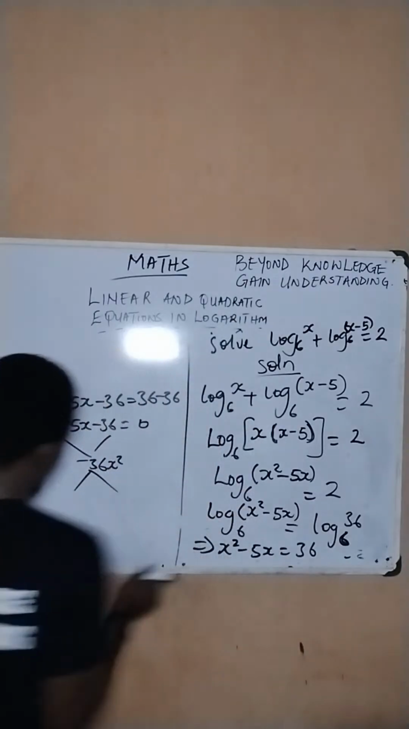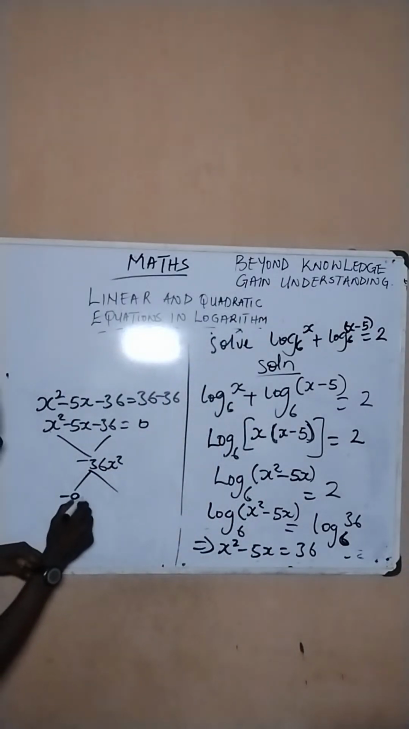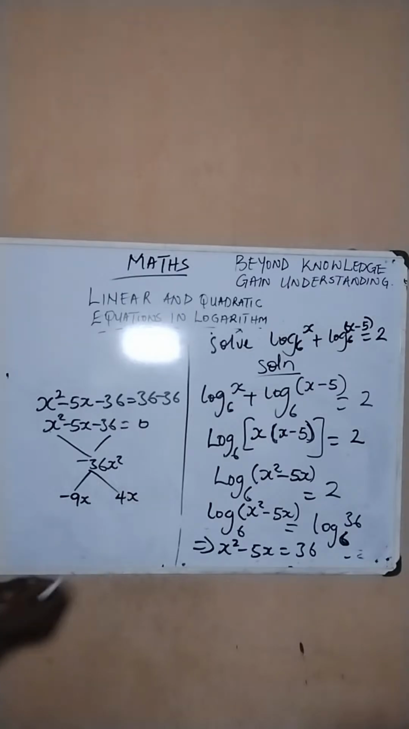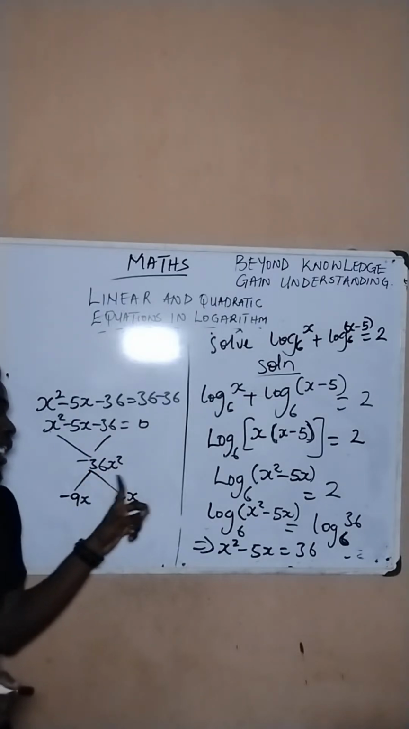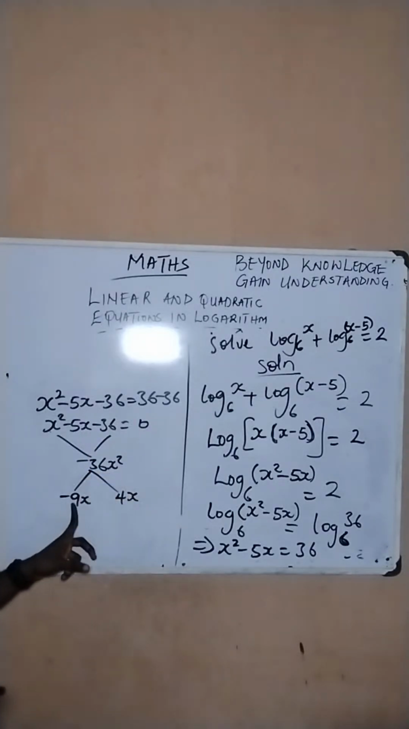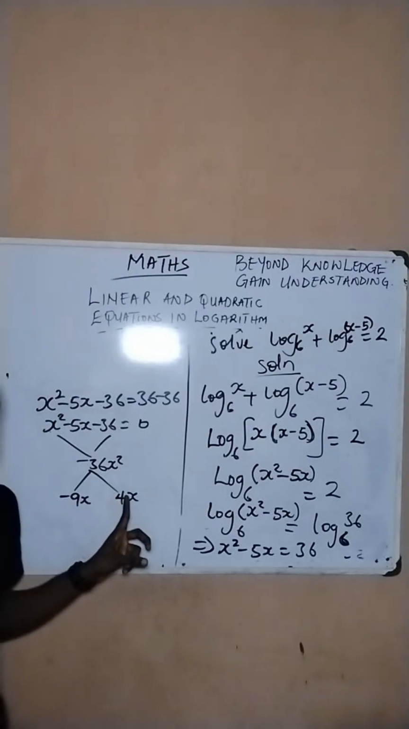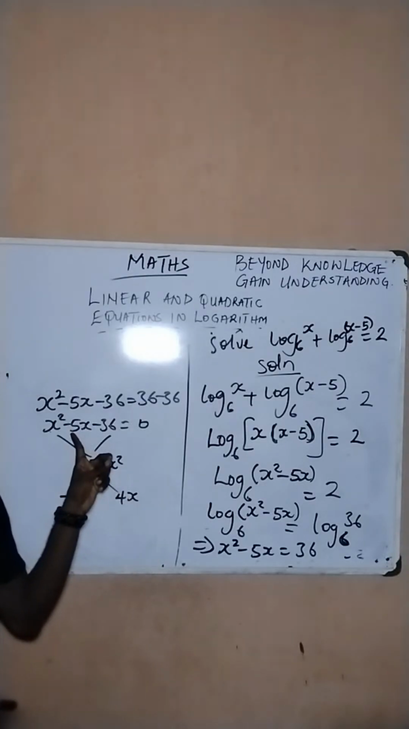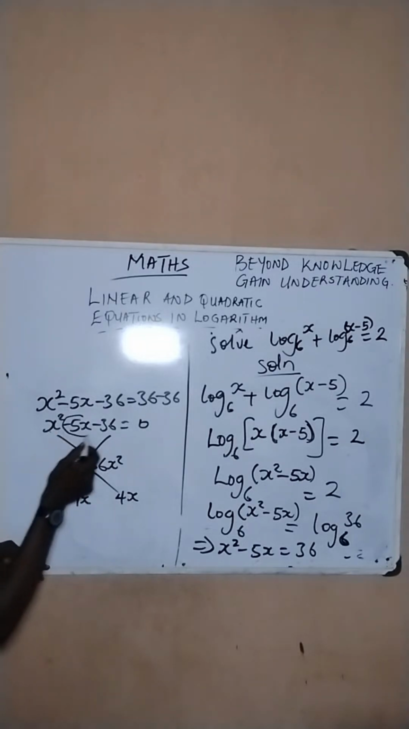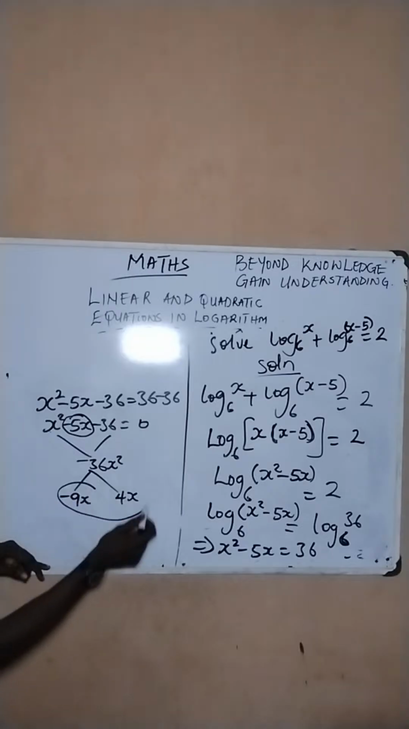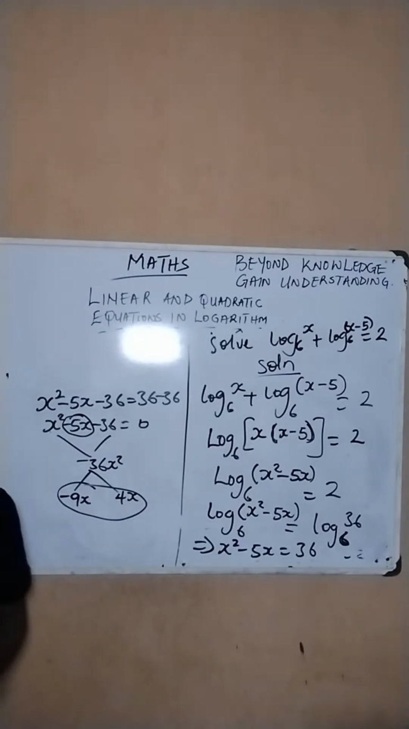Well, this is supposed to give us negative 9x and 4x. Why? Because if you multiply negative 9x by 4x, it will give us negative 36x squared, which you have here. And negative 9x plus 4x will give us negative 5x. So what am I trying to achieve with this? I'm going to replace this negative 5x with these two factors that I've found. That's the basic idea of solving a quadratic equation using the factorization approach.